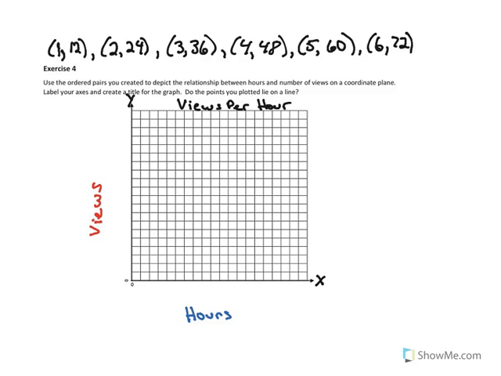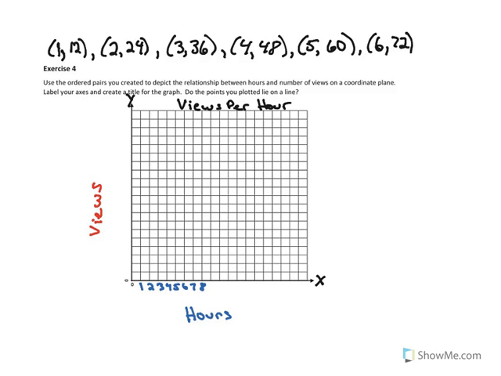Okay, so if we're going to then plot our ordered pairs, which is what we do when we're putting them on a coordinate plane, we call it plotting, we're going to need to have some numbers here. So hours are pretty basic. They go in increments of 1. So we're going to write 1, 2, 3, 4, 5, 6. Let's go as high as 8.